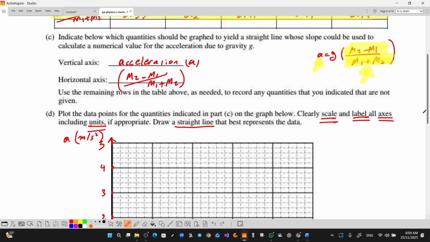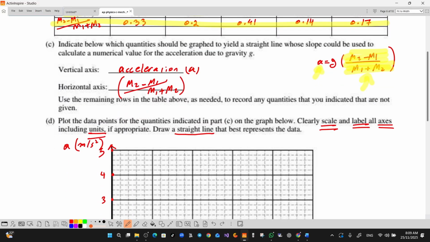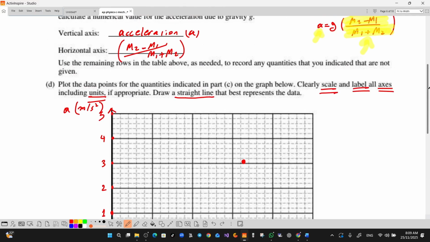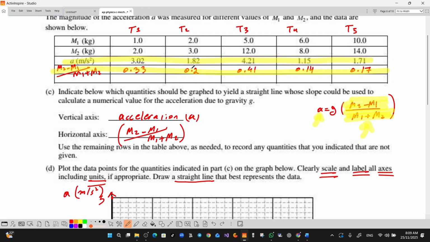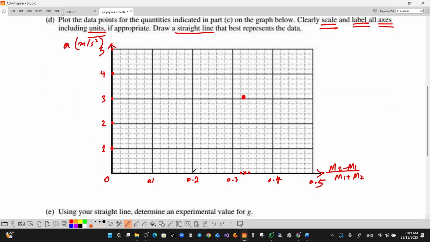Now, the acceleration corresponding to this fractional mass is 3.02, and 3.02 is somewhere here. So we use this dot to represent the location of our point. Now we repeat the same thing for the remaining points. Here we have 0.2, 1.82. So actually 0.2 is here, and 1.82 is somewhere here.